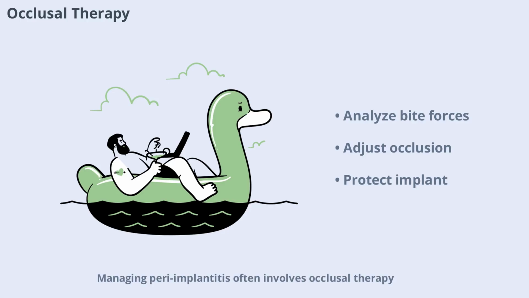Managing peri-implantitis often involves occlusal therapy, which means analyzing how the teeth fit together and adjusting the bite to reduce excessive forces on the implant. Proper occlusal equilibration can help prevent further bone loss and improve the longevity of the implant.